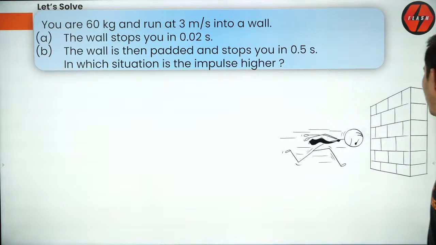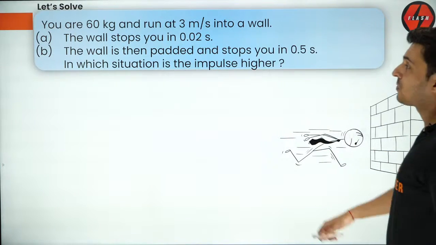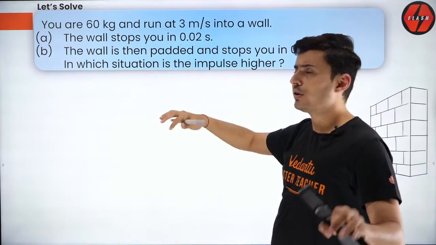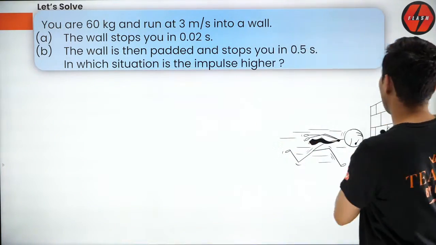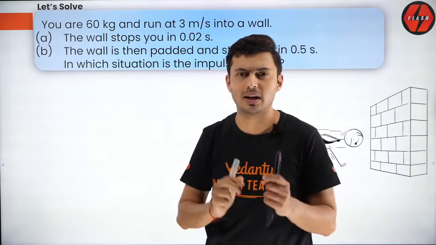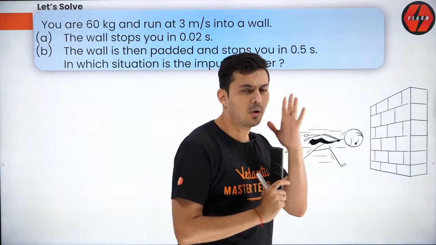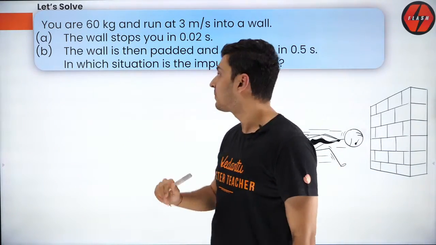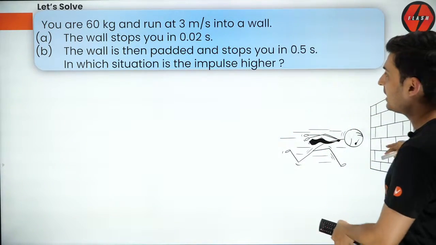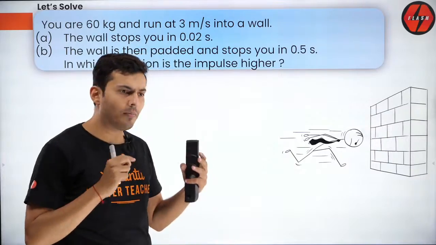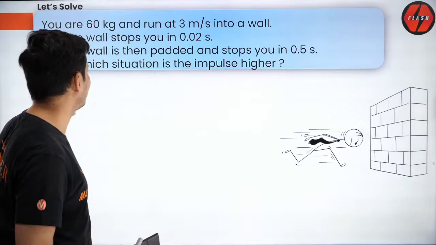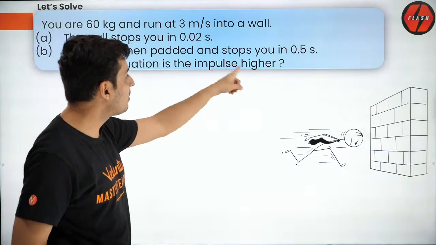Okay, so here is your next question. Let's see how many of you get the correct answer. You are 60 kgs and you are running at 3 meters per second. This is a very tricky question, and you bump into a wall. The wall stops you in 0.02 seconds in situation 1. So you go hit and you stop in 0.02 seconds. That's situation A. Second situation, the wall is padded with some soft material, so you end up stopping in 0.05 seconds. So you stop in 0.5 seconds, my bad. In which situation is the impulse higher?